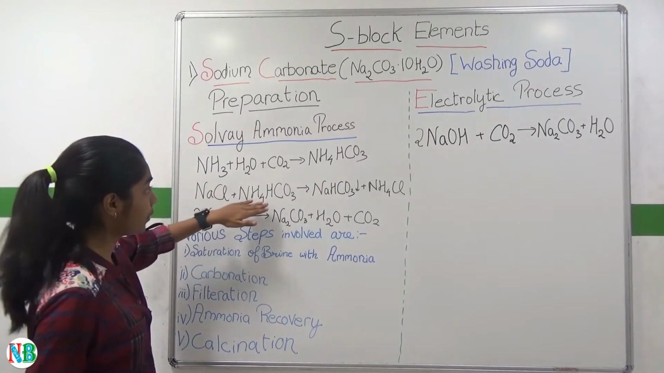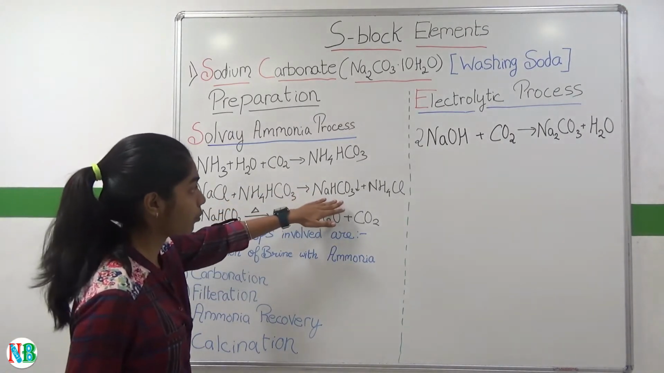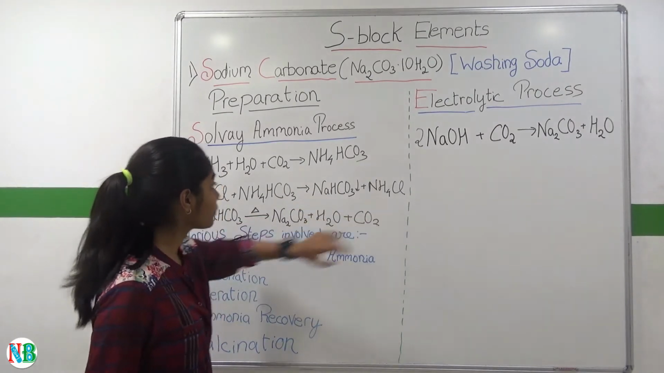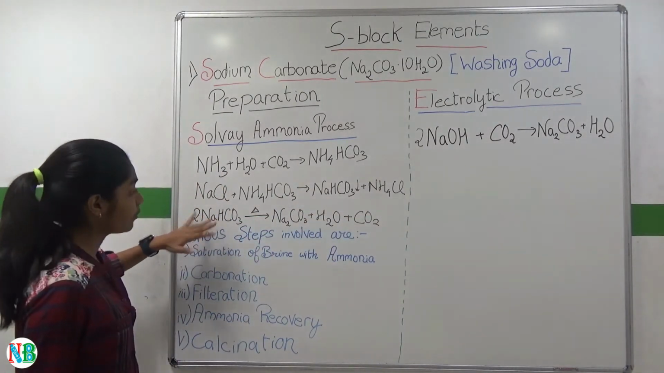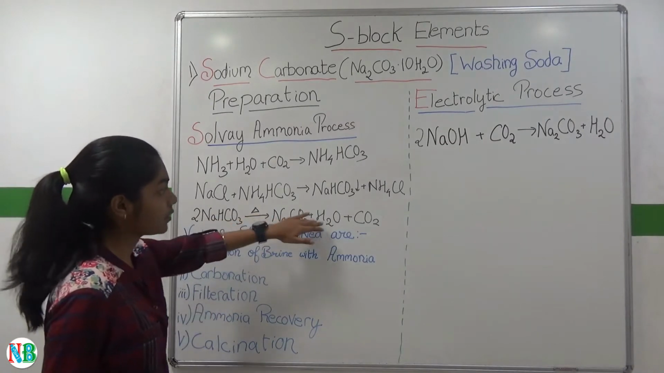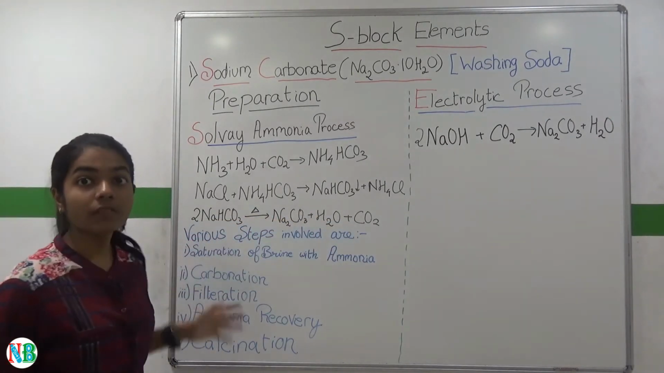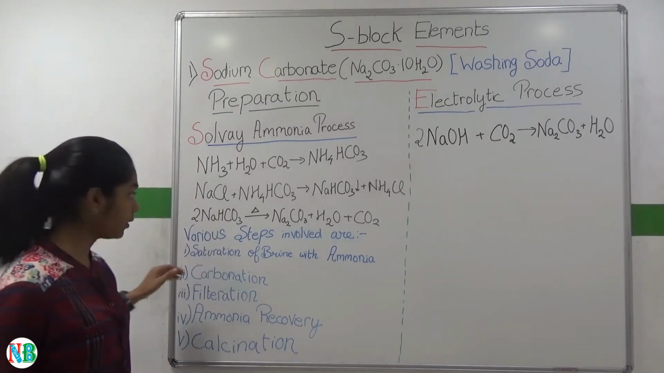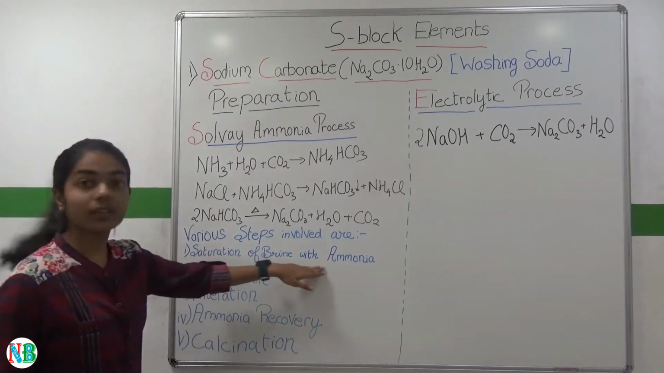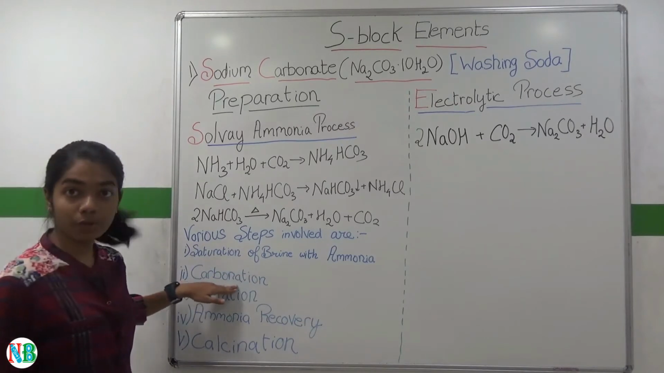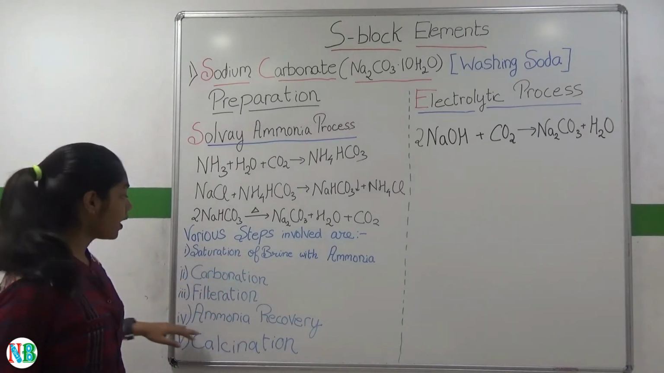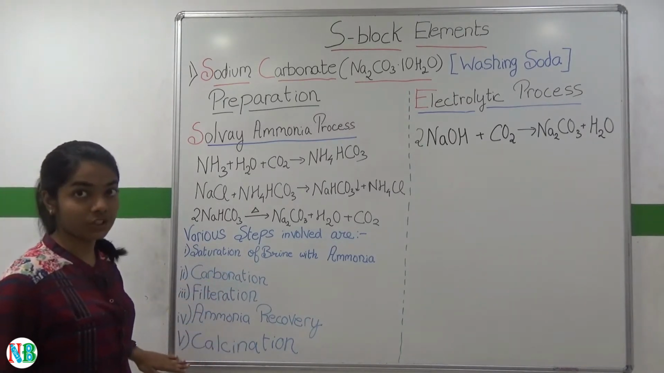NaCl reacts with ammonium bicarbonate to give sodium bicarbonate plus NH4Cl. This sodium bicarbonate, when heated, gives sodium carbonate plus CO2 plus H2O. Various steps involved in these reaction steps are saturation of brine with ammonia, carbonation, filtration, ammonia recovery, and calcination.